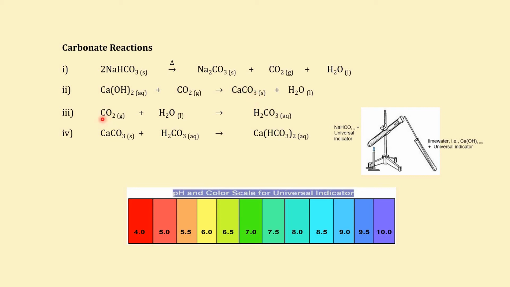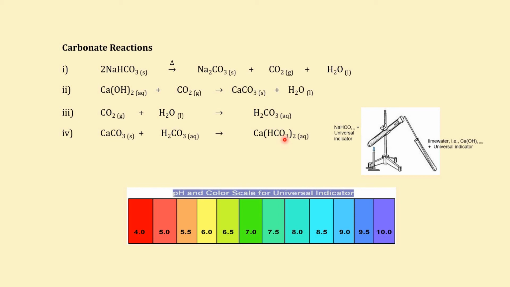Now, carbon dioxide, like many other non-metal oxides, is acidic, and it reacts with water to produce carbonic acid. In the fourth step, calcium carbonate, the precipitate, is a base, and carbonic acid is an acid. So this fourth step is a neutralization reaction forming calcium bicarbonate. Now, calcium bicarbonate is in solution. It's soluble. In fact, it doesn't even exist as a solid. It can only exist in solution.